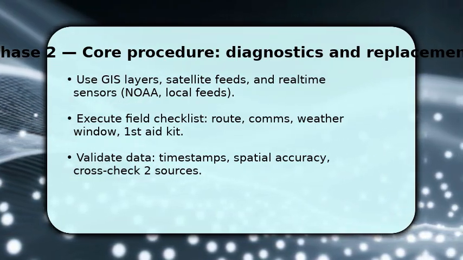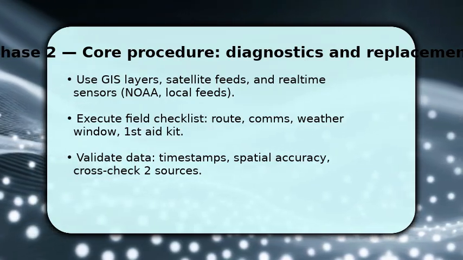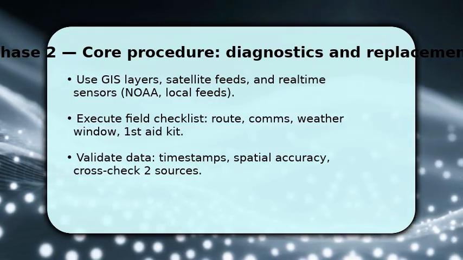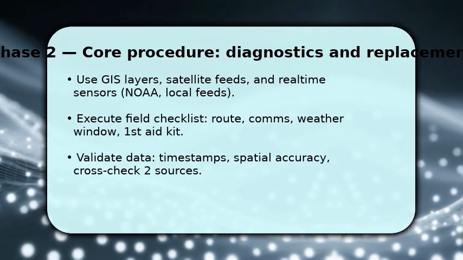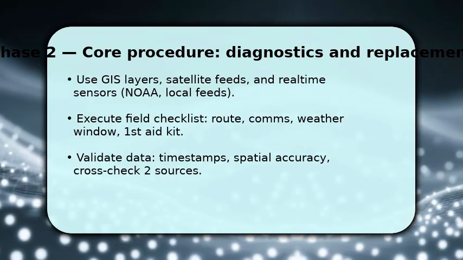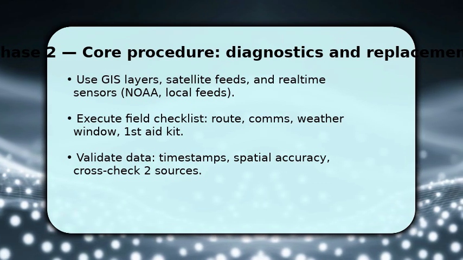In the field, follow your checklist. Secure a safe route, confirm comms, pick a weather window, and carry a first aid kit. Once data arrives, validate timestamps and spatial accuracy, then cross-check with at least 2 independent sources. Make sure to log metadata and sync it to your central repository so nothing gets lost later.